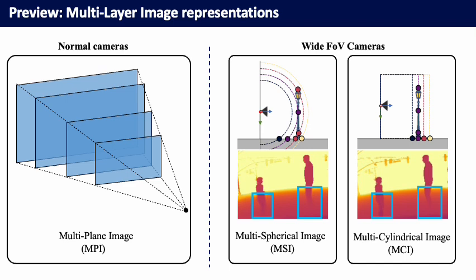However, in wide FOV cameras, we use different multi-layer image representations called multi-sphere images and multi-cylinder images. There are some advantages and disadvantages. We decided to use multi-cylinder image representation because most objects stand on the ground in the real world. In our paper, we use slanted multi-cylinder image representation especially.